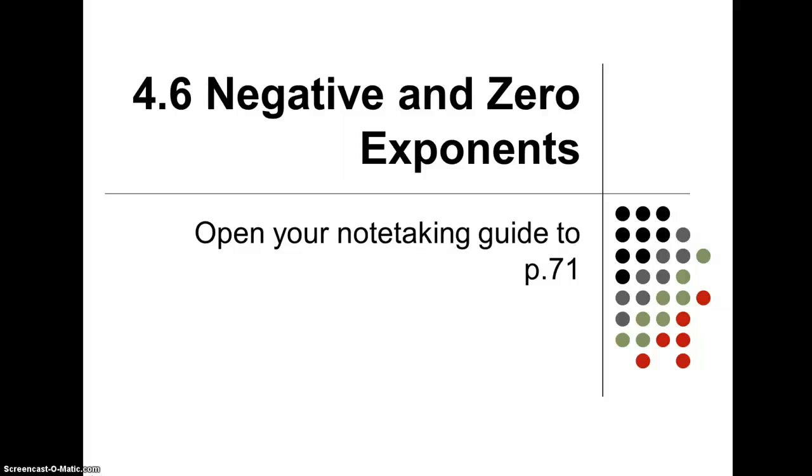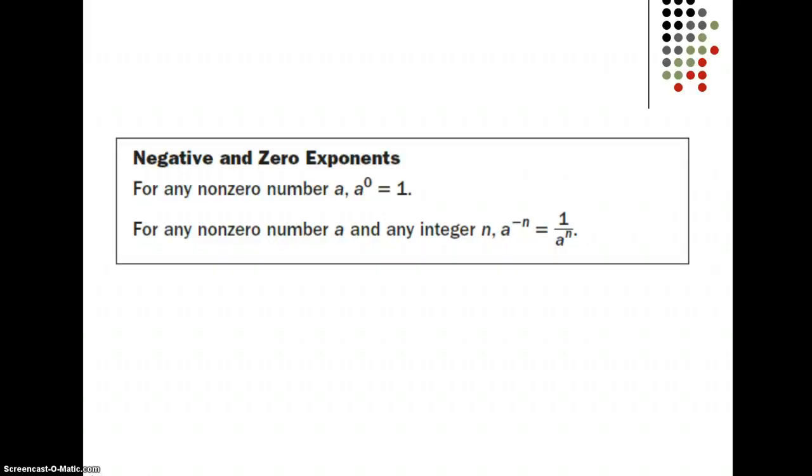Negative and 0 exponents. For any non-zero number, a to the 0 power equals 1. So for example, 4 to the 0 power equals 1. 100 to the 0 power equals 1. Negative 25 to the 0 power equals 1.